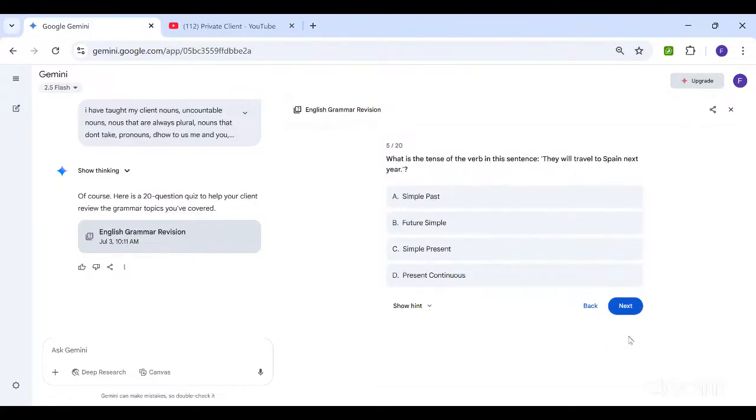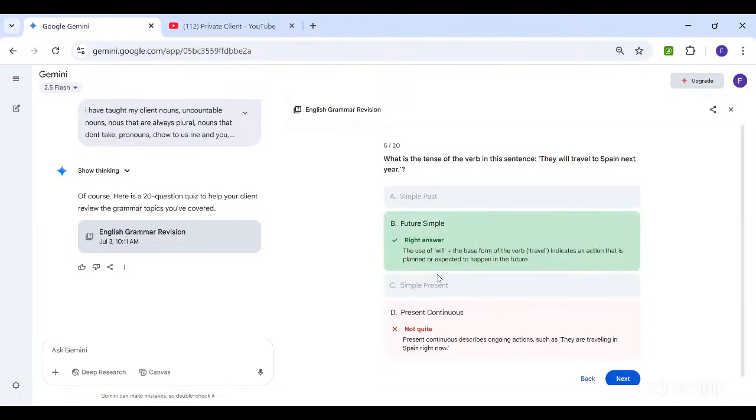What is the tense of the verb in this sentence? They will travel to Spain next year. What is the tense? Present continuous. Future simple. Present continuous.